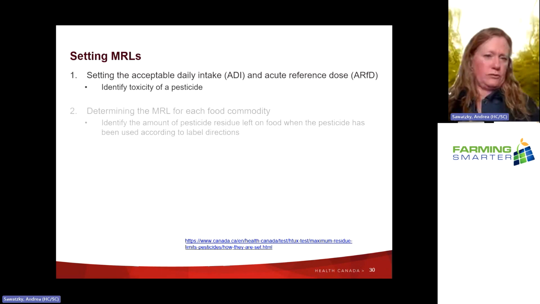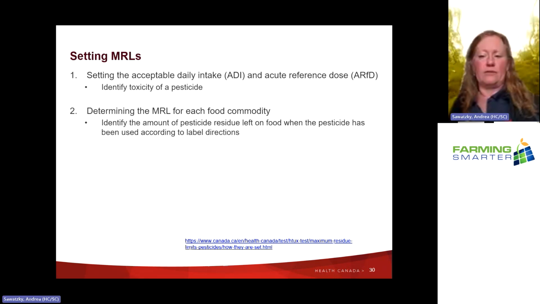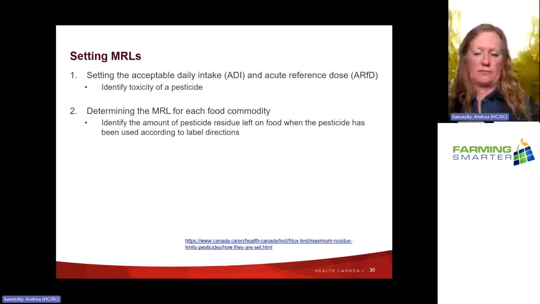The second thing they will do is determine the maximum residue limits for each food commodity. So here they're determining the amount of pesticide residues left on food when the pesticide has been used according to label directions. Key thing is read the label, follow label directions, because this is the only time it applies. If you don't follow label directions, the MRLs might be totally skewed. So this they do by collecting pesticide residue data for the commodity after it has been treated. So this is when they do the field trial studies we talked about earlier, right? Once they collect all that data, that's how they help determine what an MRL will be, based on how much residue is remaining from when it was sprayed to when the crop was harvested.